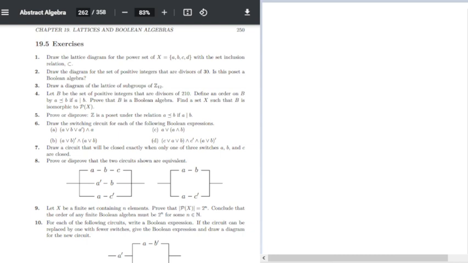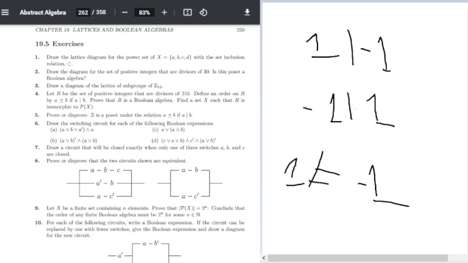Proof or disproof. Z is a poset under the relation A less than B if A divides B. Oh, it just wants to show it's a poset. So A divides A. Oh wait, oh no, actually this is false. This is false, because 1 divides -1 and -1 divides 1, but 1 is not equal to -1.